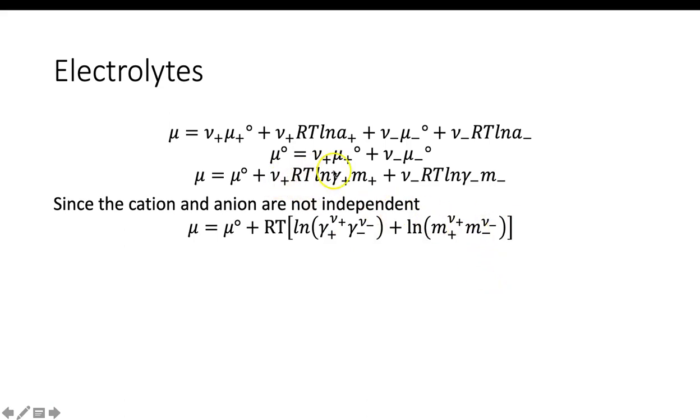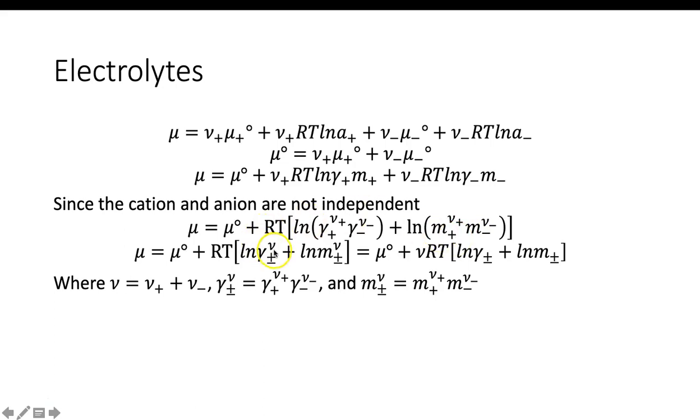Okay, and so I've carried my stoichiometry through my natural log. So we've set these up, right? And then we can pull the RT out, and we just have this. We've redefined our combination of activity coefficients into this gamma plus minus and this m plus minus, recognizing they're not independent.